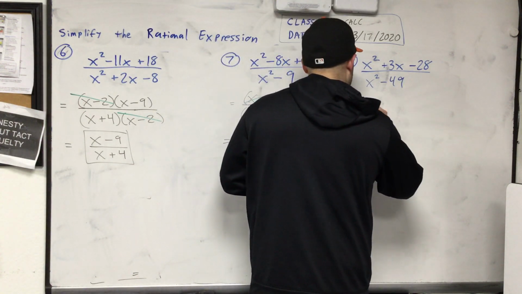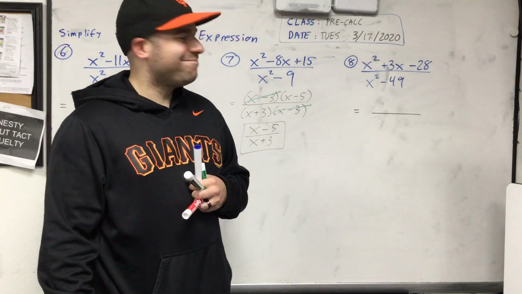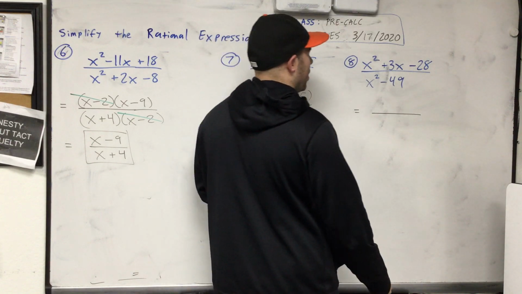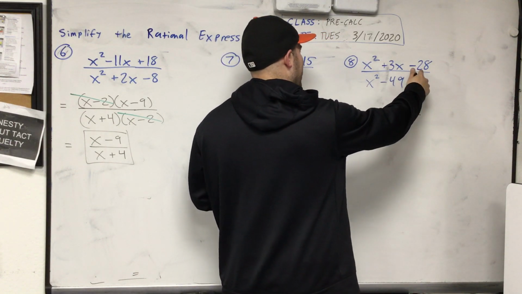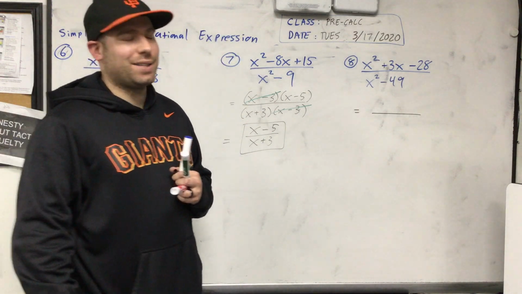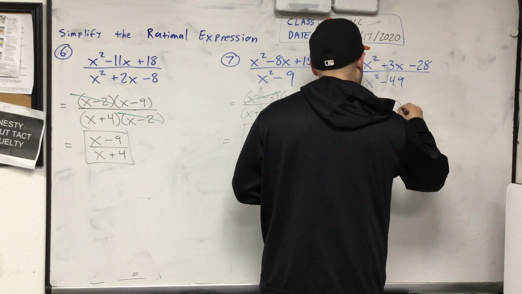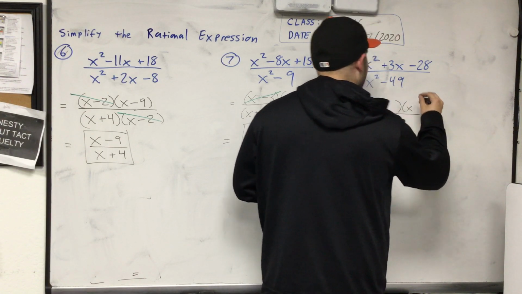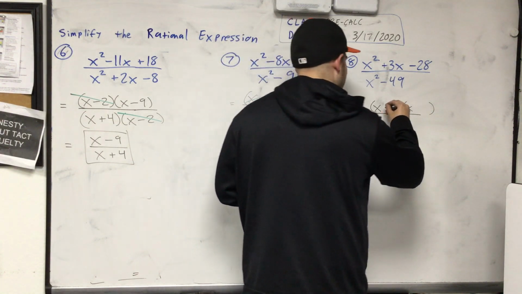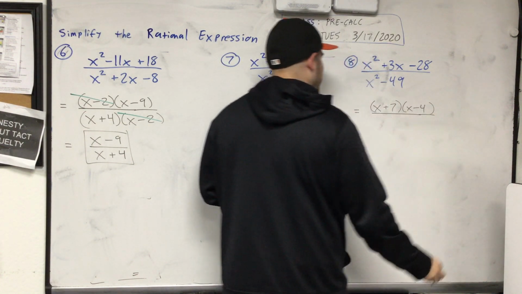So, can I take something out from all three terms? Nah, not a GCF. We have to factor a quadratic trinomial. What two numbers multiply to -28 and add to 3? Has to be a stronger positive. So this becomes strong positive, weak negative. Specifically, that combination is +7, -4. X plus 7, x minus 4.